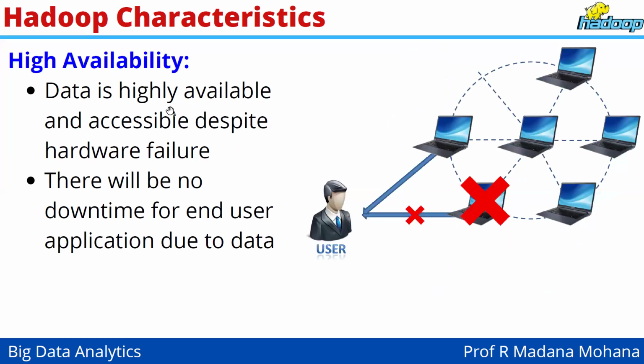Then high availability. Even if any node fails, because of the backups, data is always available. Data is highly available and accessible despite hardware failures. There will be no downtime for end user applications due to the data. That's why high availability is very important in Hadoop.